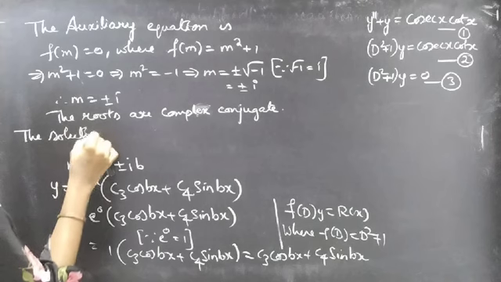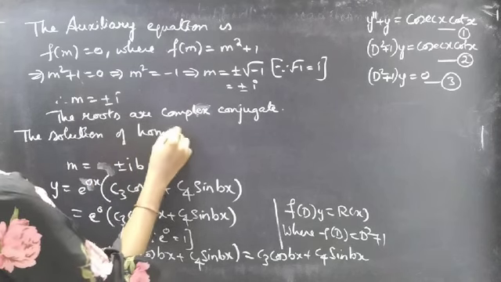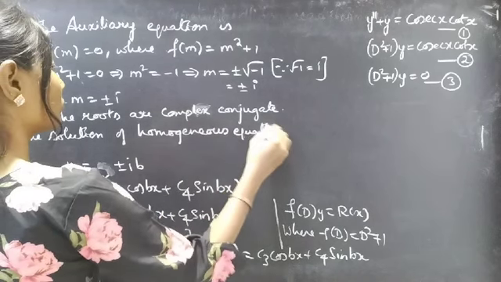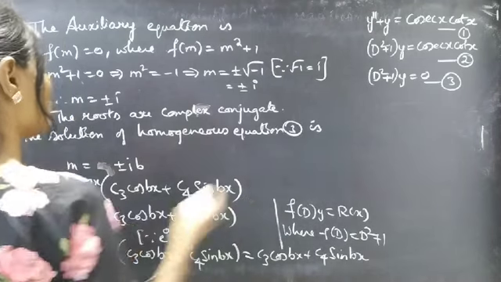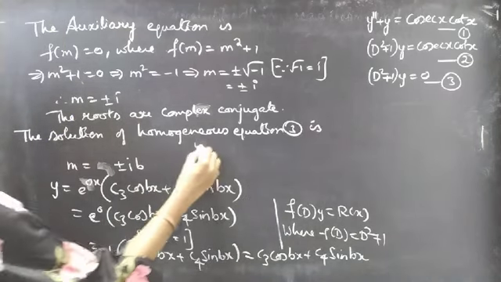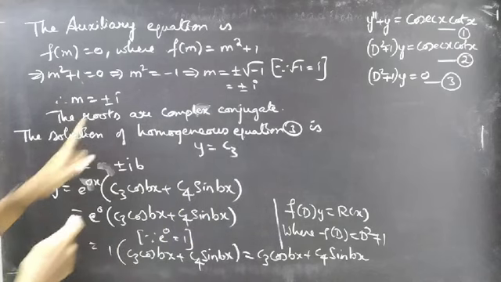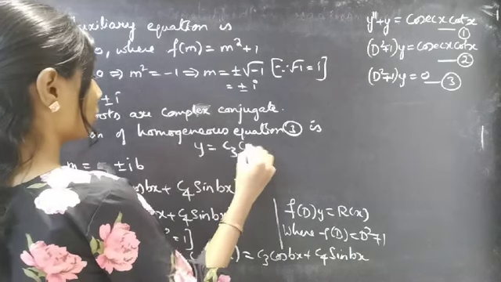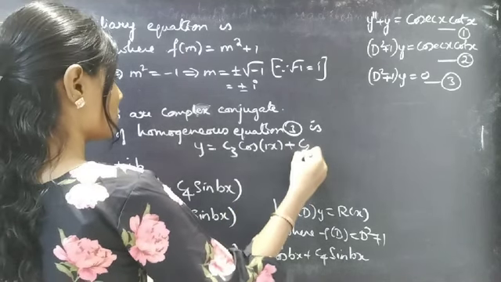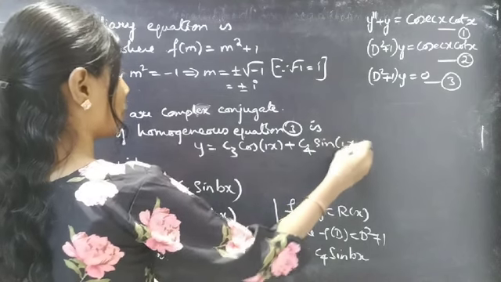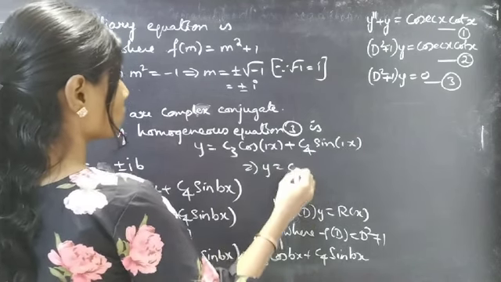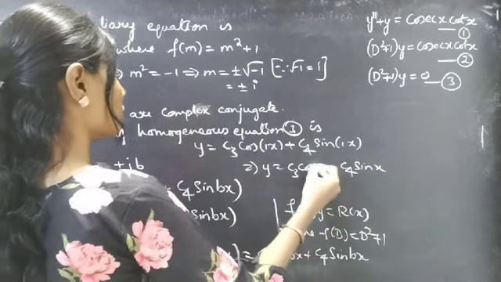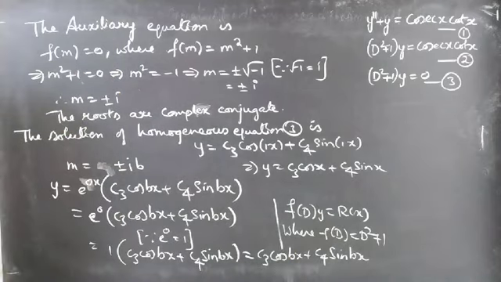Now let's write the solution of equation 3. The solution of the homogeneous equation 3 is y equal to, just compare plus or minus i with plus or minus ib, then for b equal to 1 you'll get c3 cos 1 into x plus c4 sin 1 into x. Then y equal to c3 cos x plus c4 sin x is the solution of the homogeneous equation, right?